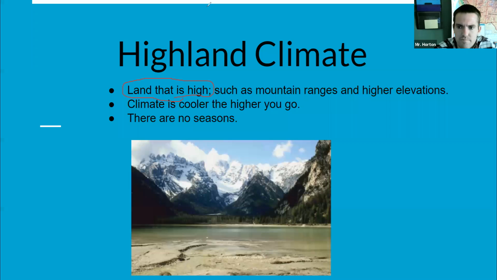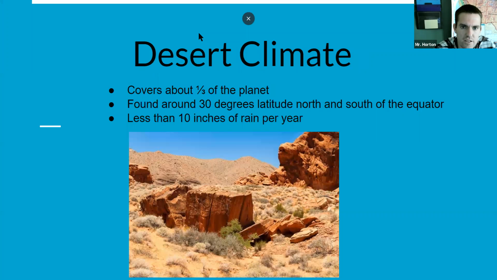The next one is one of our biggest climates throughout the world, our most common climate, and that is the desert climate. For this one, we're going to say that they get less than 10 inches of rain per year. When you think of a desert, you don't think of rainfall. You think of this dry environment. The desert climate actually covers about 1/3 of the planet.